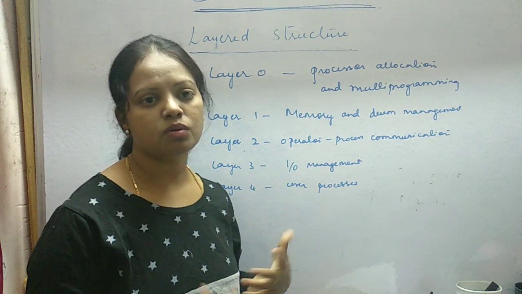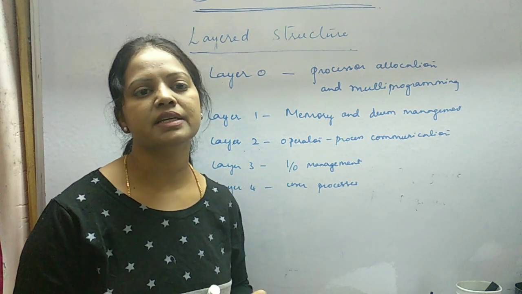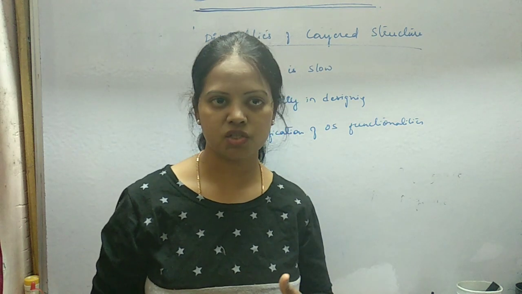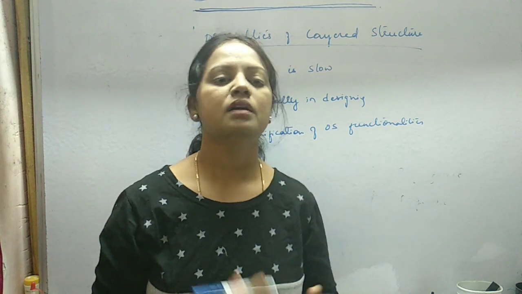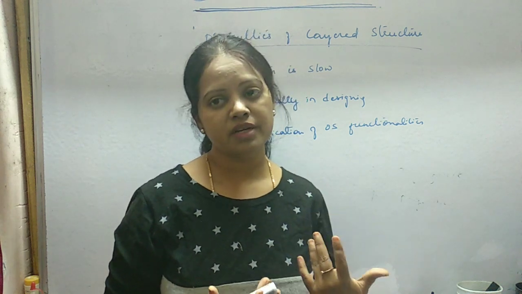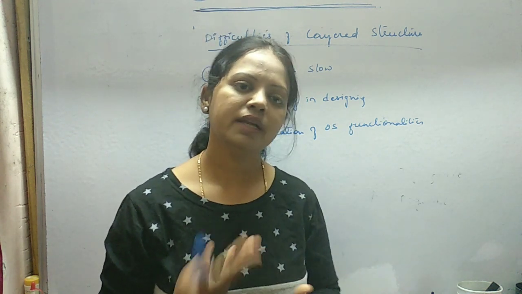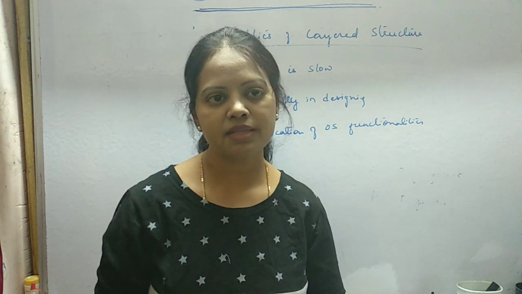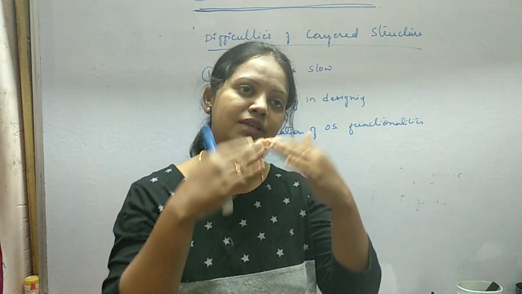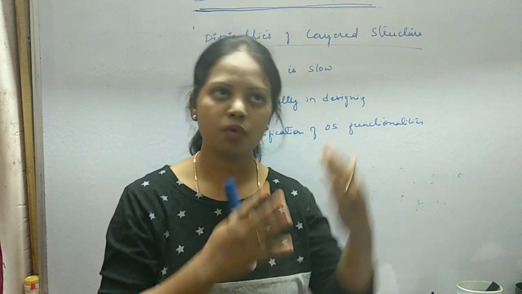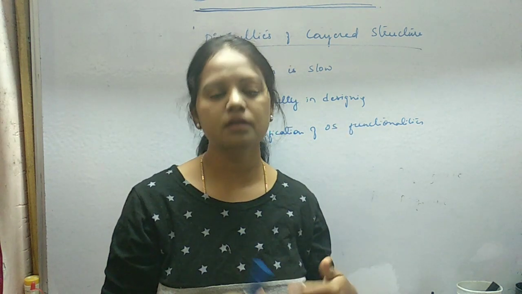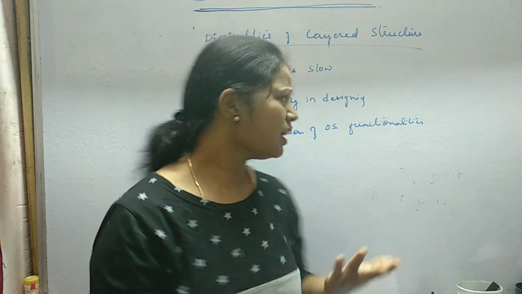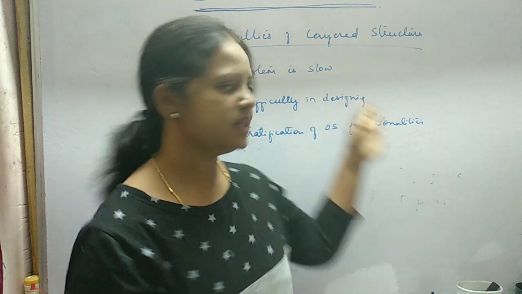So this structure also faces some difficulties, and we will see what those various difficulties are. In this kind of design, each layer can only interact with the adjoining layer. So any request made to the operating system by a user has to come down from the higher layer to the lower layer, which may lead to system overhead.